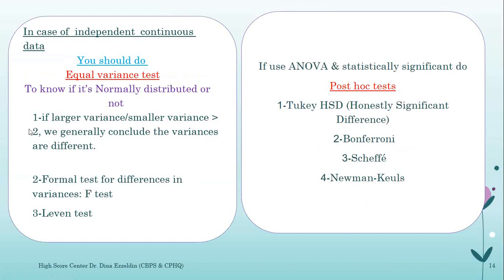For the equal variance test, we divide the larger variance by the smaller variance. If the result is bigger than 2, the data is not normally distributed now, because the difference already affected the data. But if this division is less than 2, the data is still normally distributed. We can use other tests like the F test, which is also for the difference of variance, and Levene's test. We make these when the t-test result is statistically significant, to know whether the difference affected the data distribution or not.